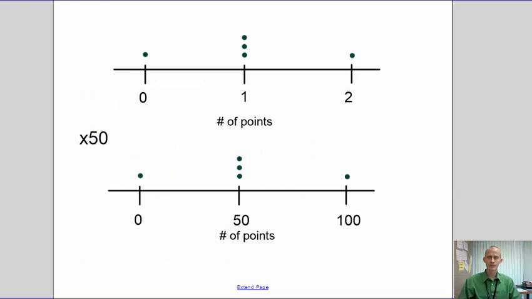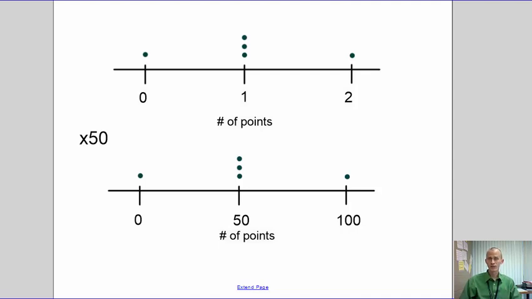Here's a quick example of multiplying by a constant. We have, again, that same homework learning check quiz, just a couple points. If the teacher decides to multiply by 50 and make it out of 100, that 50 is still 50%, so 50 out of 100, same as that 1 out of 2. But it's the spread that increases.